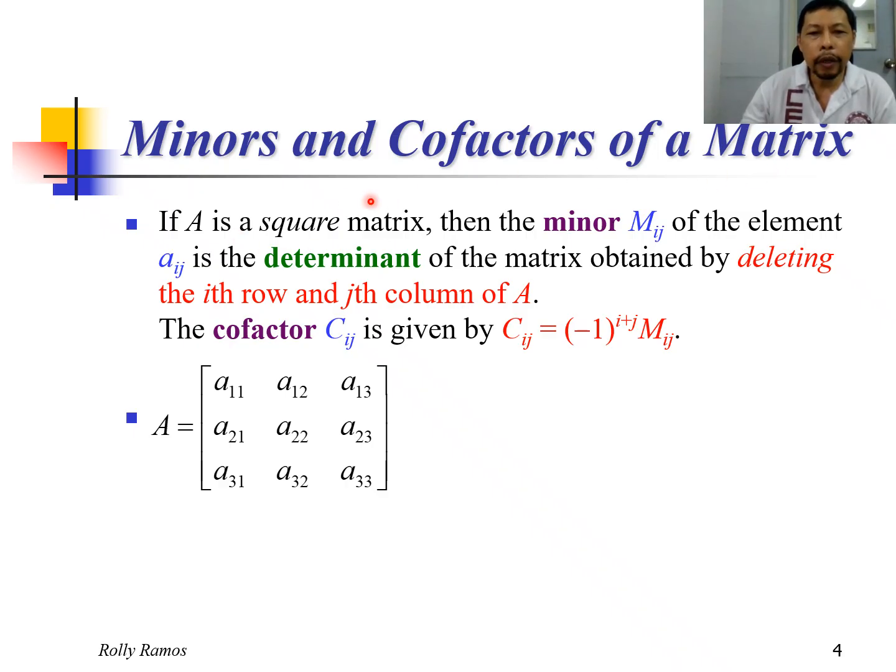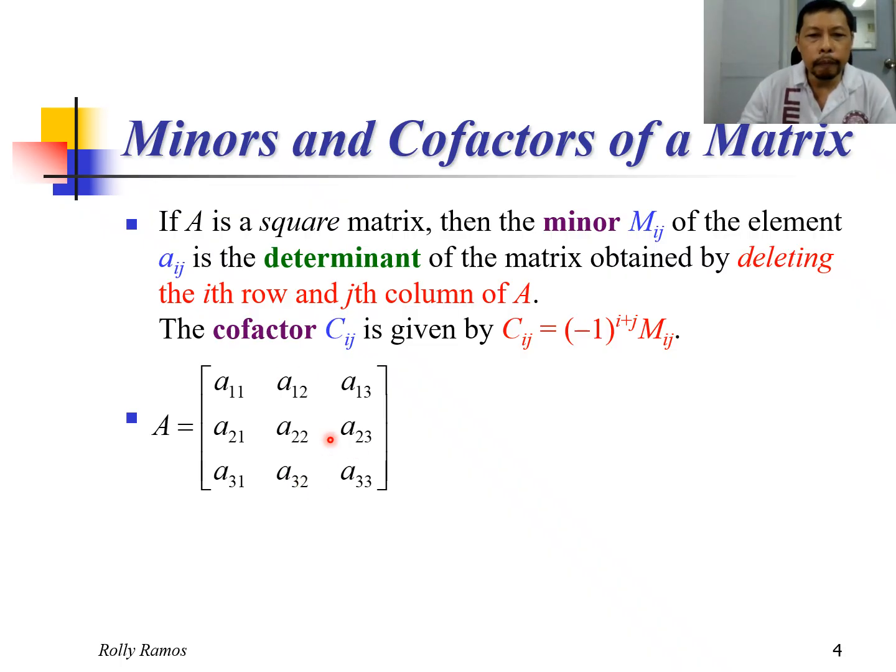If A is a square matrix, then the minor Mij of the element Aij is the determinant of the matrix obtained by deleting the ith row and the jth column of A. So every element in the matrix has a minor. For example, for this element here, A11, the minor would be M11. For this element, A32, the minor would be M32.